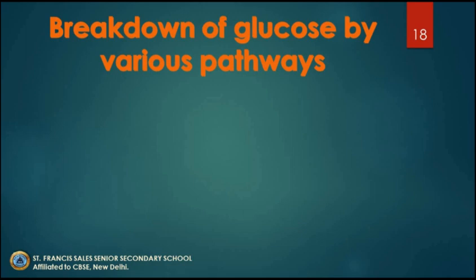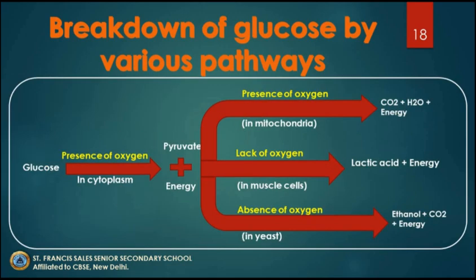So now we can see the common equation for the breakdown of glucose by various pathways. First step is common for all the three, that is for aerobic and for anaerobic. First step, glucose converted into pyruvate.